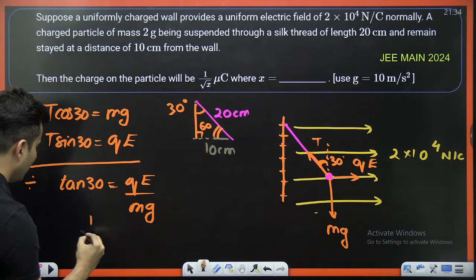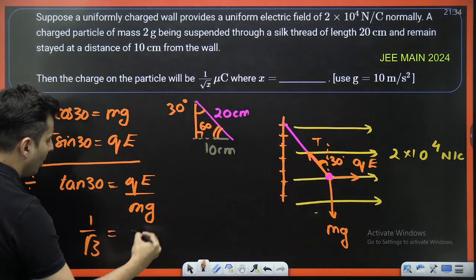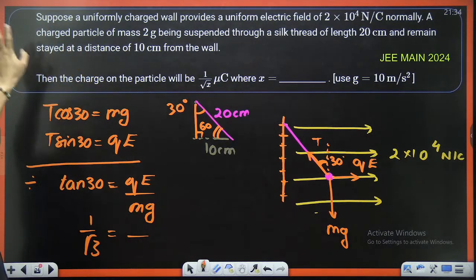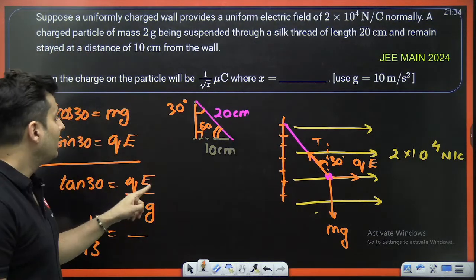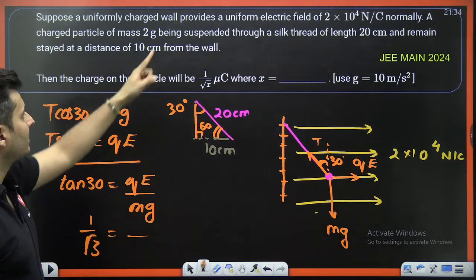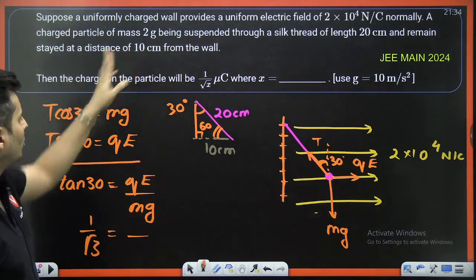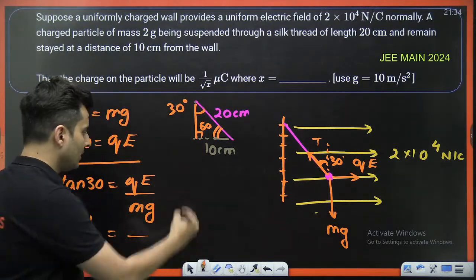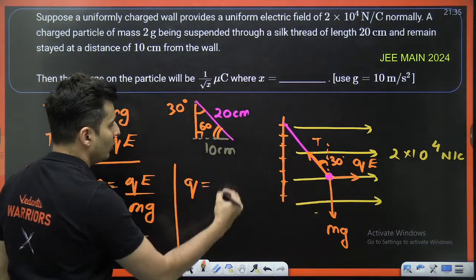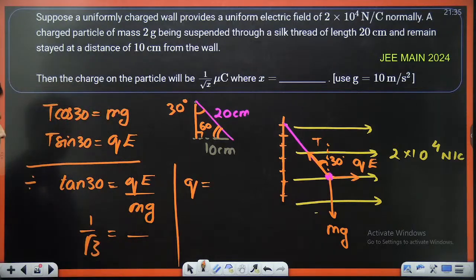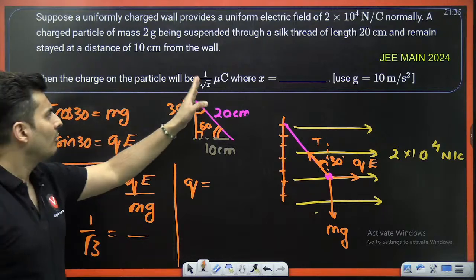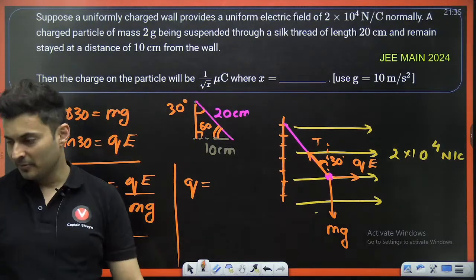Tan 30 is nothing but 1 by root 3. All other values you know. Charge, you don't know, that's what you have to find. Electric field, you know. Mass, yes, I think you know, 2 grams. G, you can take it as 10. Solving this, you will get the value of Q. Everything is known. You shall get it as 1 by root 3 microcoulomb or something.